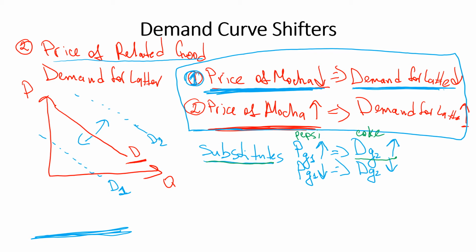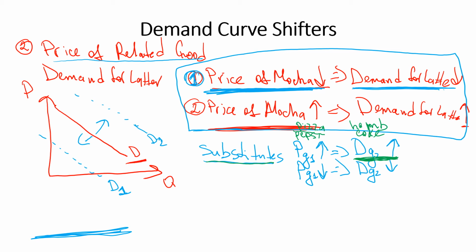Or let's suppose we take an example like pizza and hamburgers. They're related. So if the price of pizza is increasing, you're going to say, you know what? I'm not actually buying pizza. What I'm going to do instead of pizza, I'm going to buy hamburgers. And therefore demand for hamburgers is going to increase. So this is the example for substitutes.